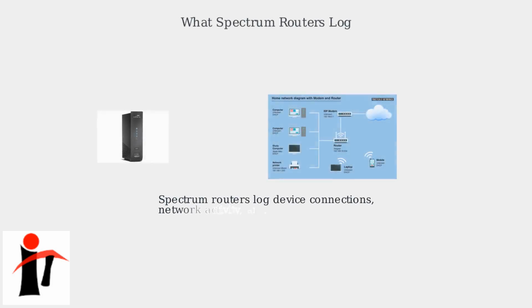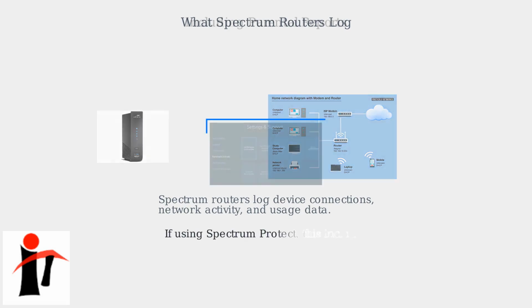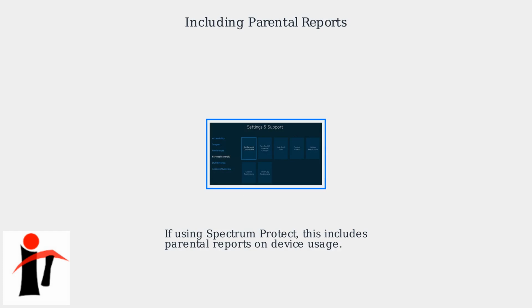Spectrum routers, including combined modem router units, log device connections, network activity, and usage data. This helps monitor network performance and troubleshoot issues. This includes parental reports if you're using features like Spectrum Protect, formerly known as Ultimate. These reports track device activity for monitoring purposes.